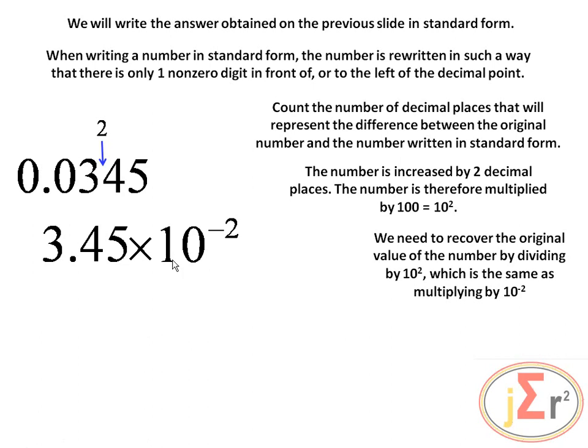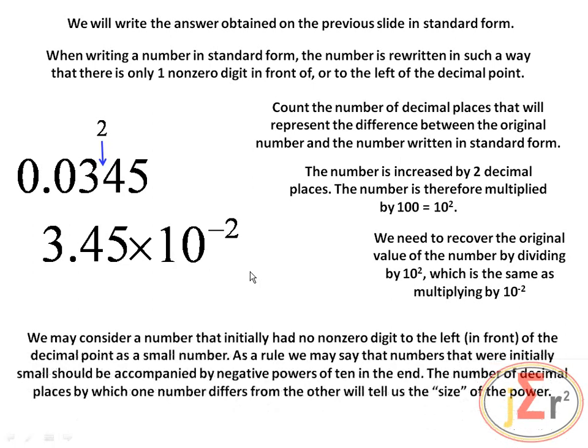We may consider a number that initially had no non-zero digit to the left or in front of the decimal point as a small number. As a rule, we may say that numbers that are initially small should be accompanied by a negative power of 10 in the end. The number of decimal places by which one number differs from the other will tell us the size of the power.